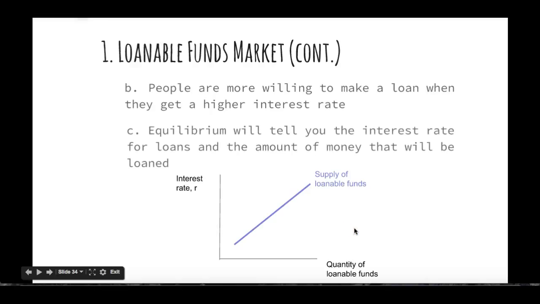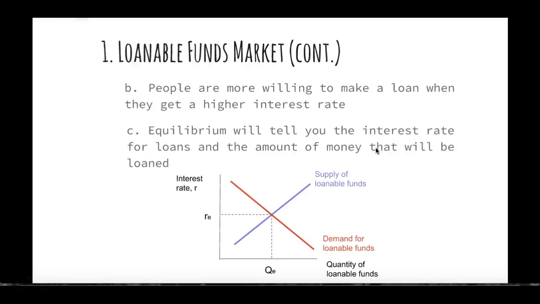Now, when you put them together, you're going to determine equilibrium. Equilibrium will tell you the interest rate for loans and the amount of money that will be loaned out at that particular quantity. So put together your demand for loanable funds and your supply of loanable funds, and here's your equilibrium interest rate. R is the symbol for the equilibrium interest rate, and that's your quantity of loanable funds. Just like any old supply and demand curve, we're just talking about the supply and demand of loans.